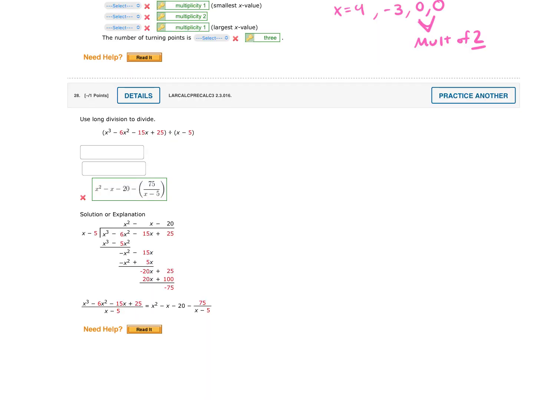Number 28 says solve using long division. On the test, just pick the right answer choice. You don't have to solve it exactly like the directions say, but the question on the test, I think, is something that you have to use long division for.